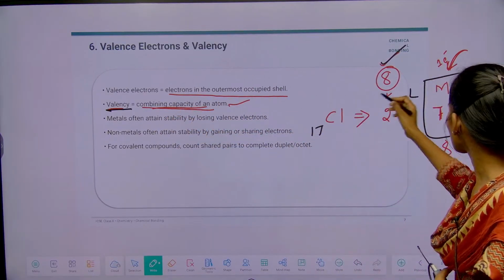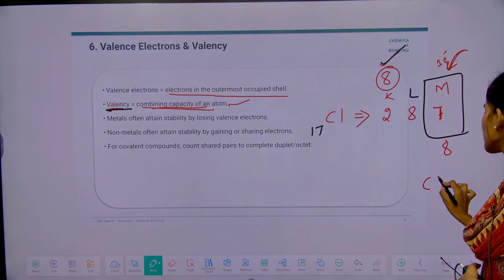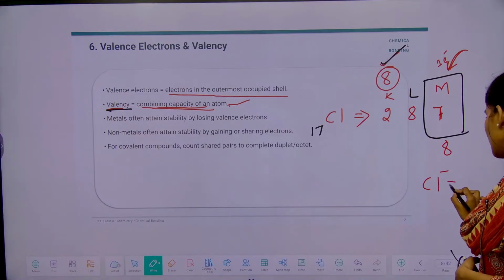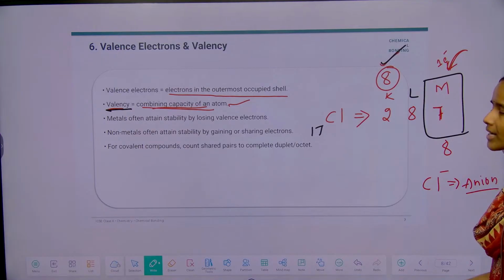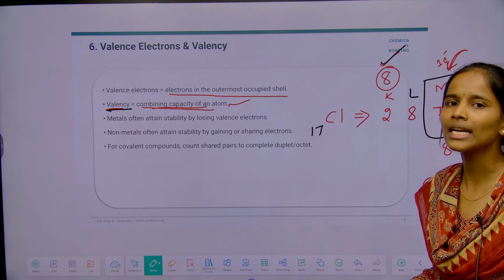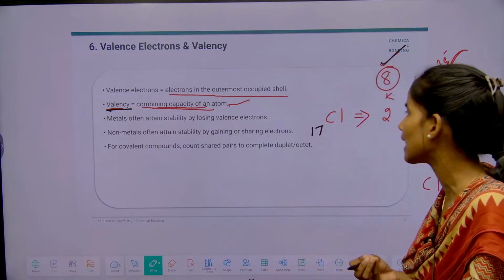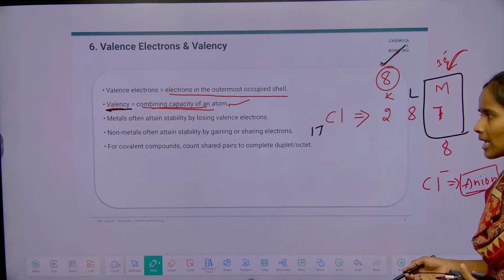After gaining one electron, chlorine is represented as Cl minus, and we call it an anion. What is an anion? After gaining an electron, or more than one electron, we call that species an anion.